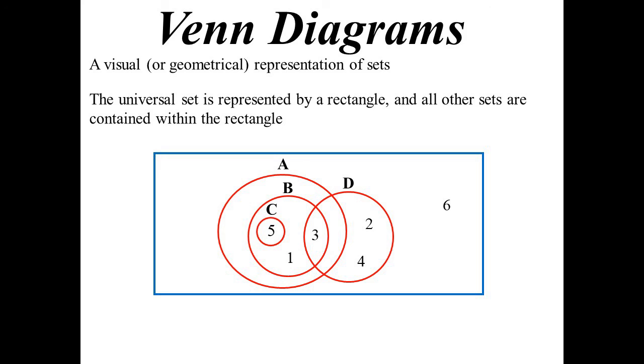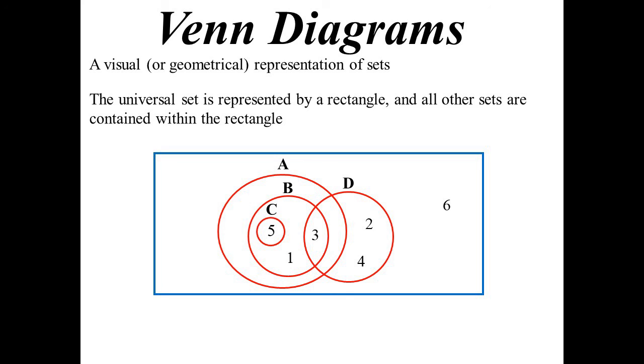The intersection of B and D, we said, was the number 3. The complement of the set A was 2, 4, 6. So 2, 4, 6 are sitting outside of the set A, but 2 and 4 were inside the set D, so there it is there. And the set C was simply the number 5. So that's how we could visually represent all that information.